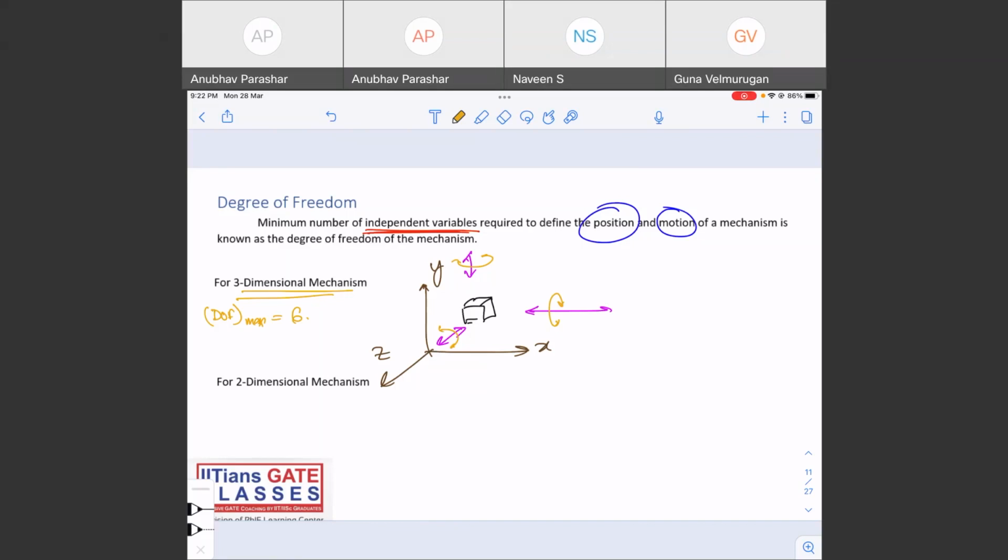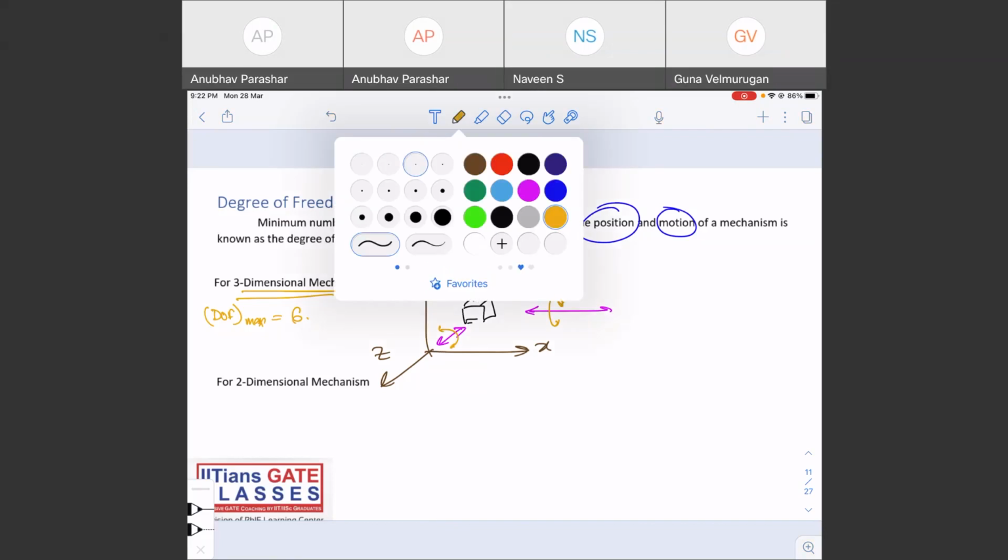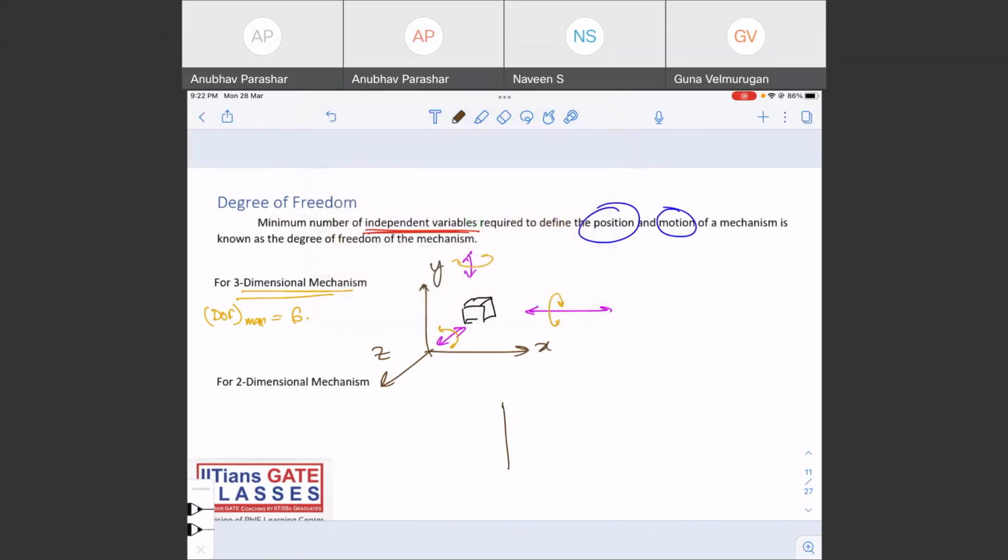So in that case, if you have studied production engineering, there are 12 degrees of freedom, but in machines, the maximum degree of freedom possible is 6. So if I give you all the 6, you will definitely be able to determine all the motions. Okay. So what about two-dimensional mechanisms?